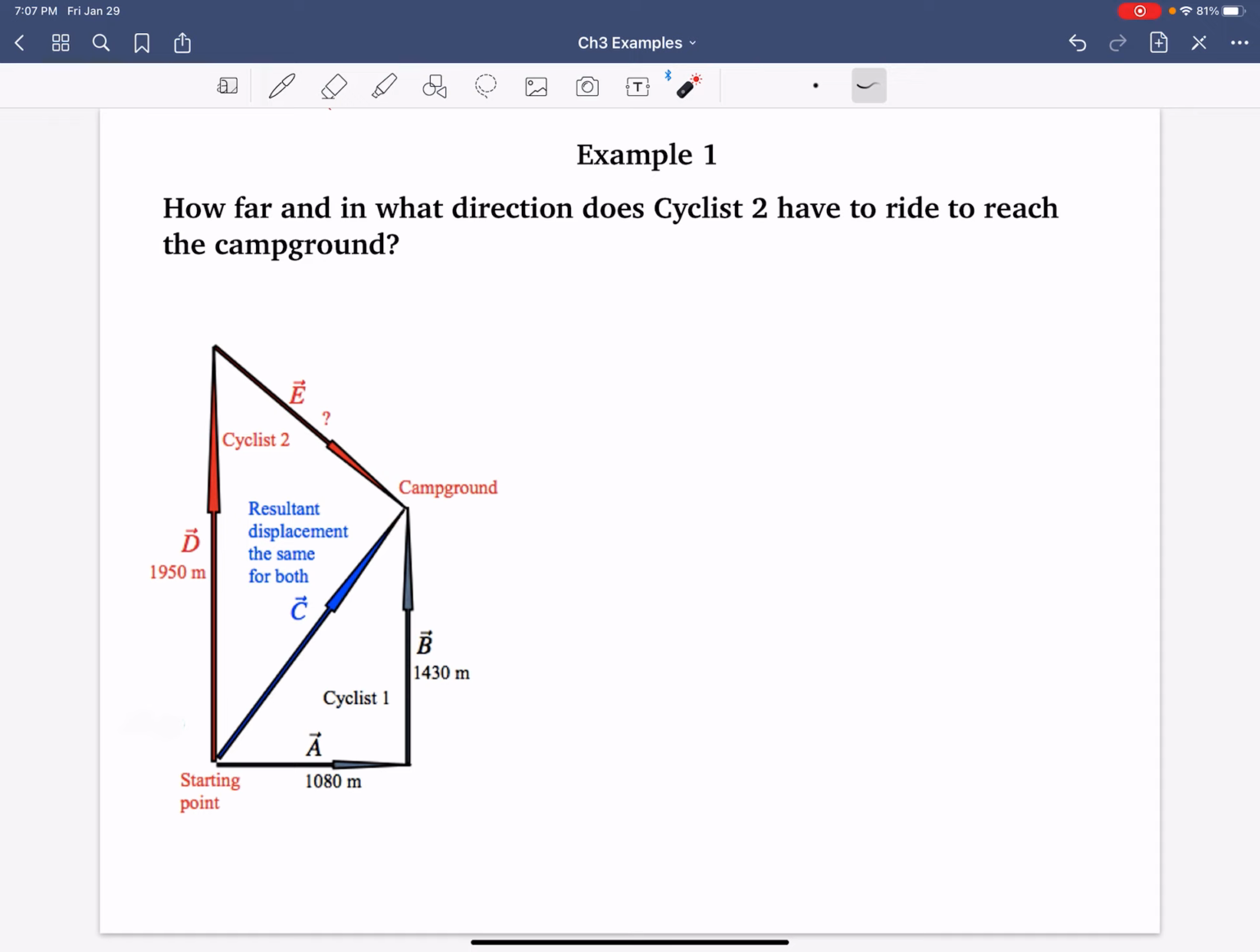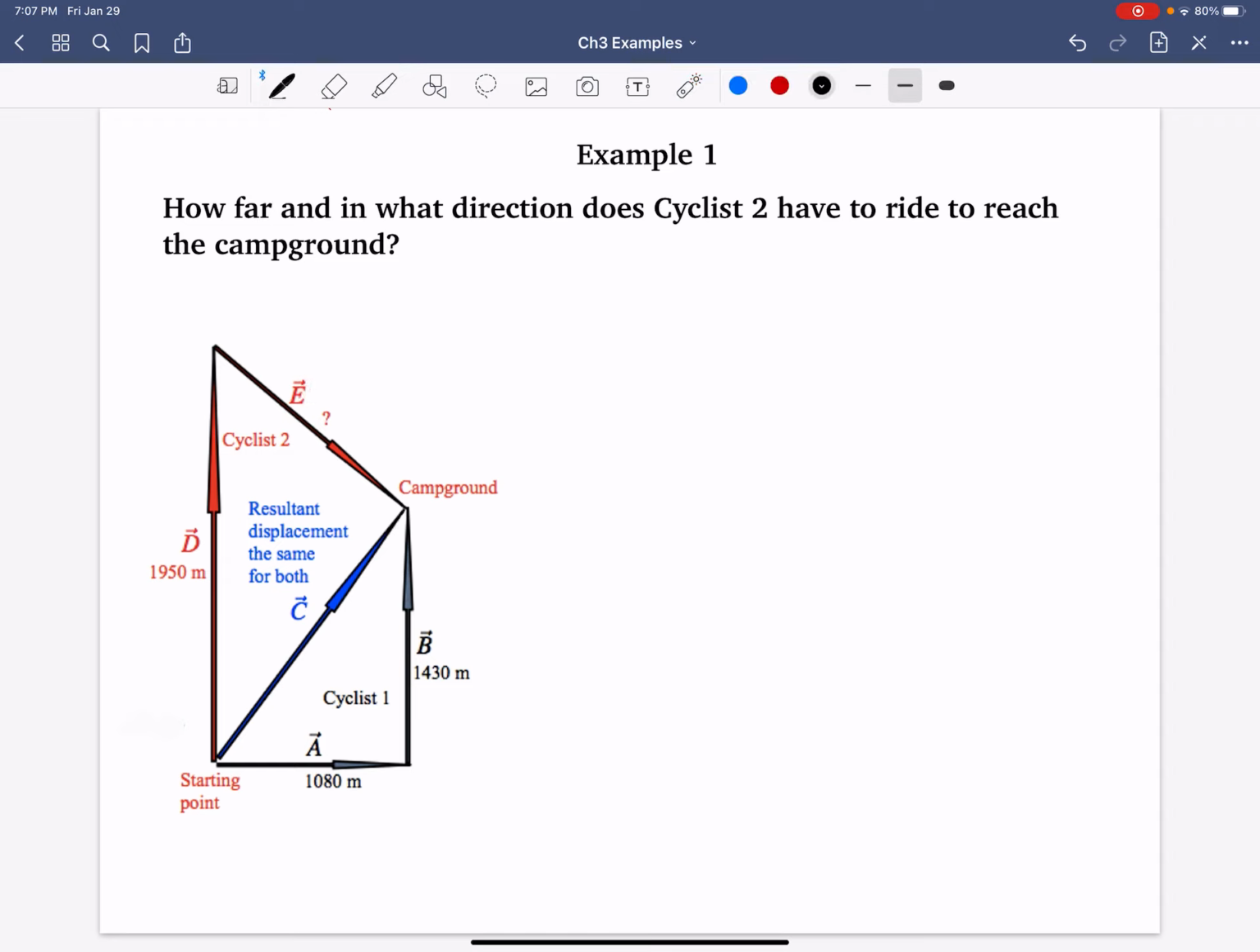Overall, their average displacement, or their overall resultant, goes from their start point to their end point as vector C. But they take two different paths. Cyclist 1 takes vector A to the right, and then turns up along the vector B to reach the campground. Cyclist 2 starts from the start point and goes straight up for a long ways on vector D, and then takes some unknown vector E to reach the campground. It's our goal to find both the magnitude and direction.